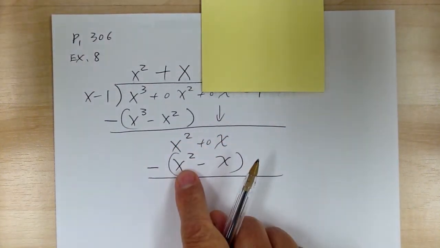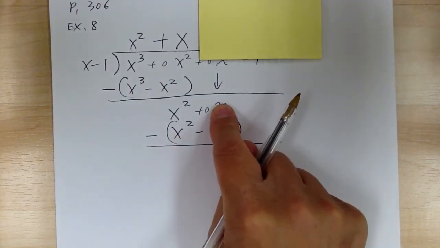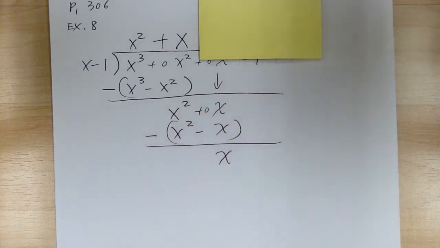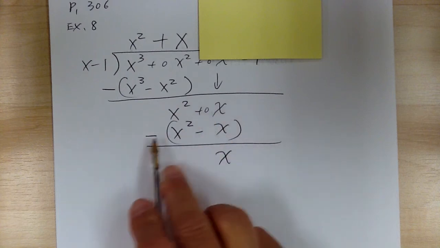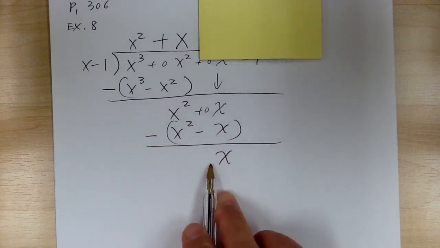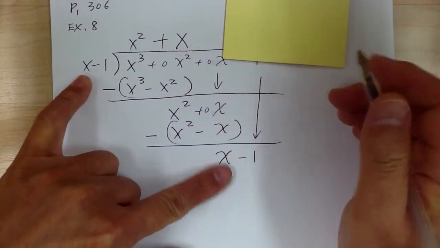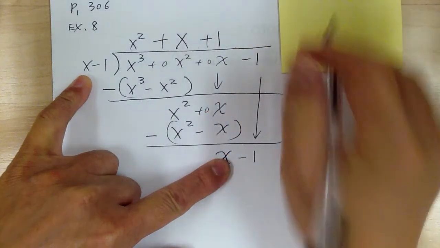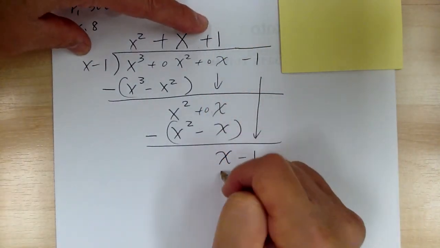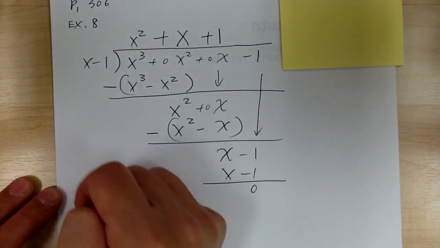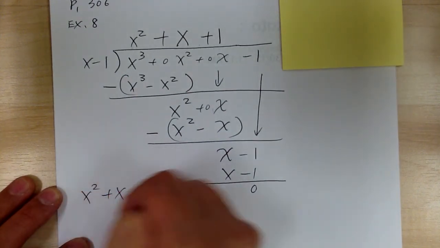So again, first term cancel out. 0x, so 0 minus negative 1 will give you positive 1. But you don't write those coefficients. Then you drop the next one. And so over here, you're going to get plus 1. So when you multiply, you're going to get x minus 1. So your final answer, you get x squared plus x plus 1.